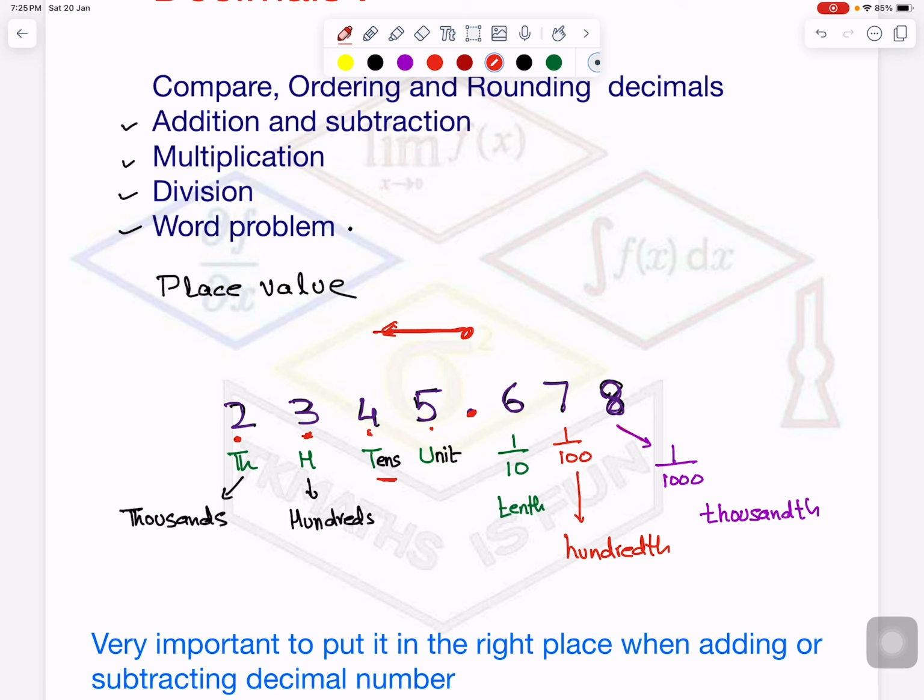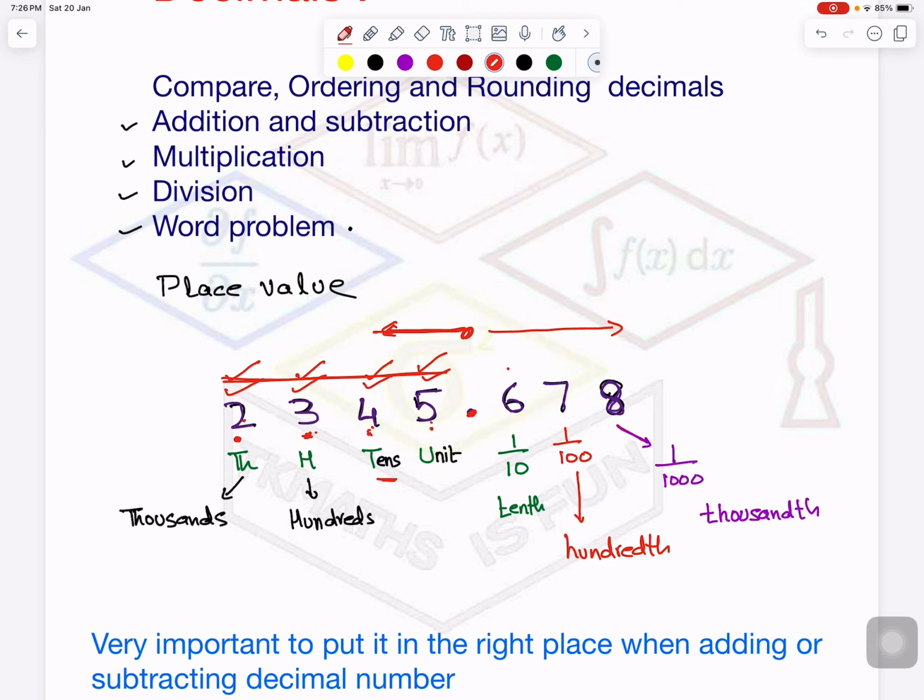So I am repeating, if I read this number till here only, how will I read it? I will say 2345. So it is units, tens, hundreds, thousands. These are place values. And what are the values? 5, 40, 300, 2000. Okay, now come to the right hand side of the decimal.